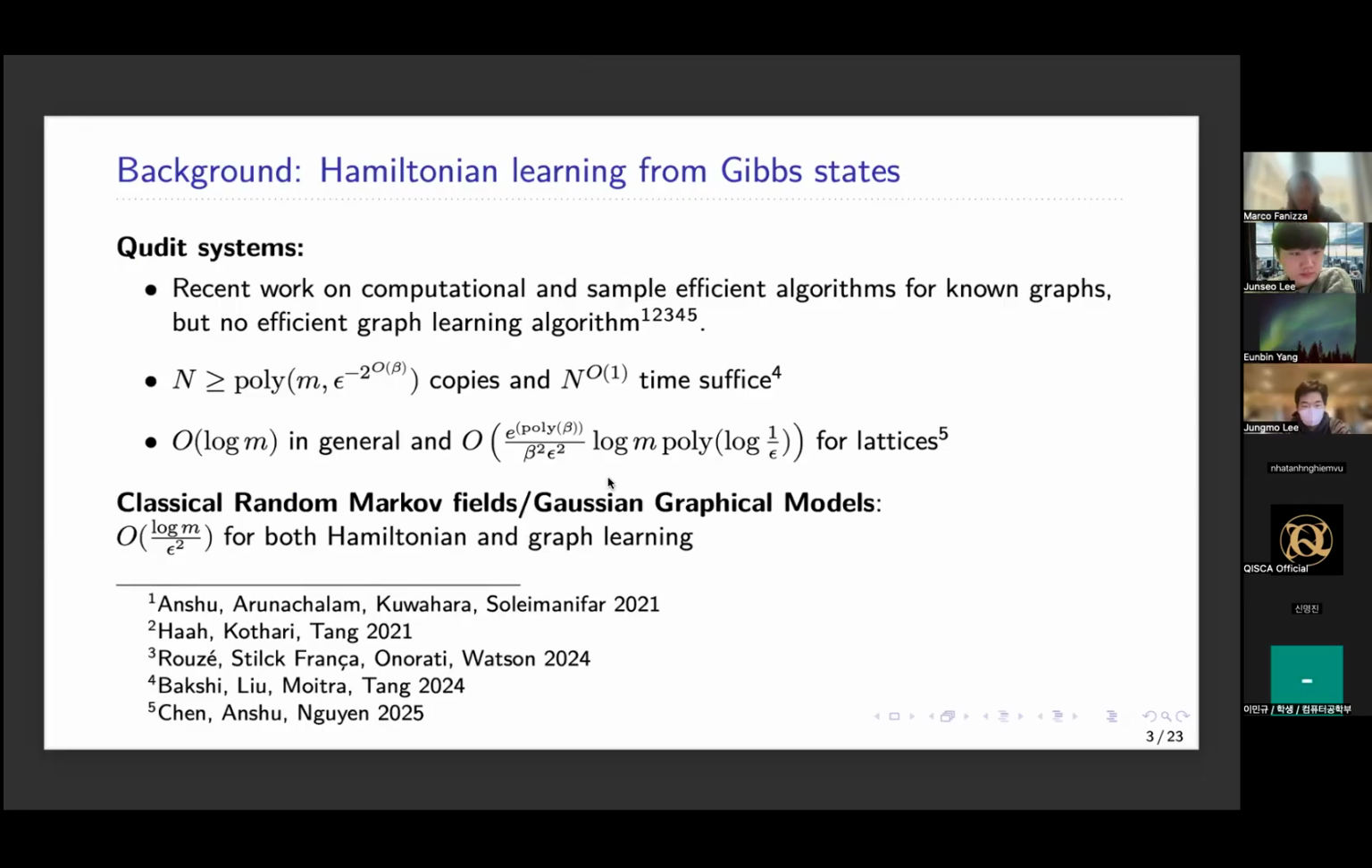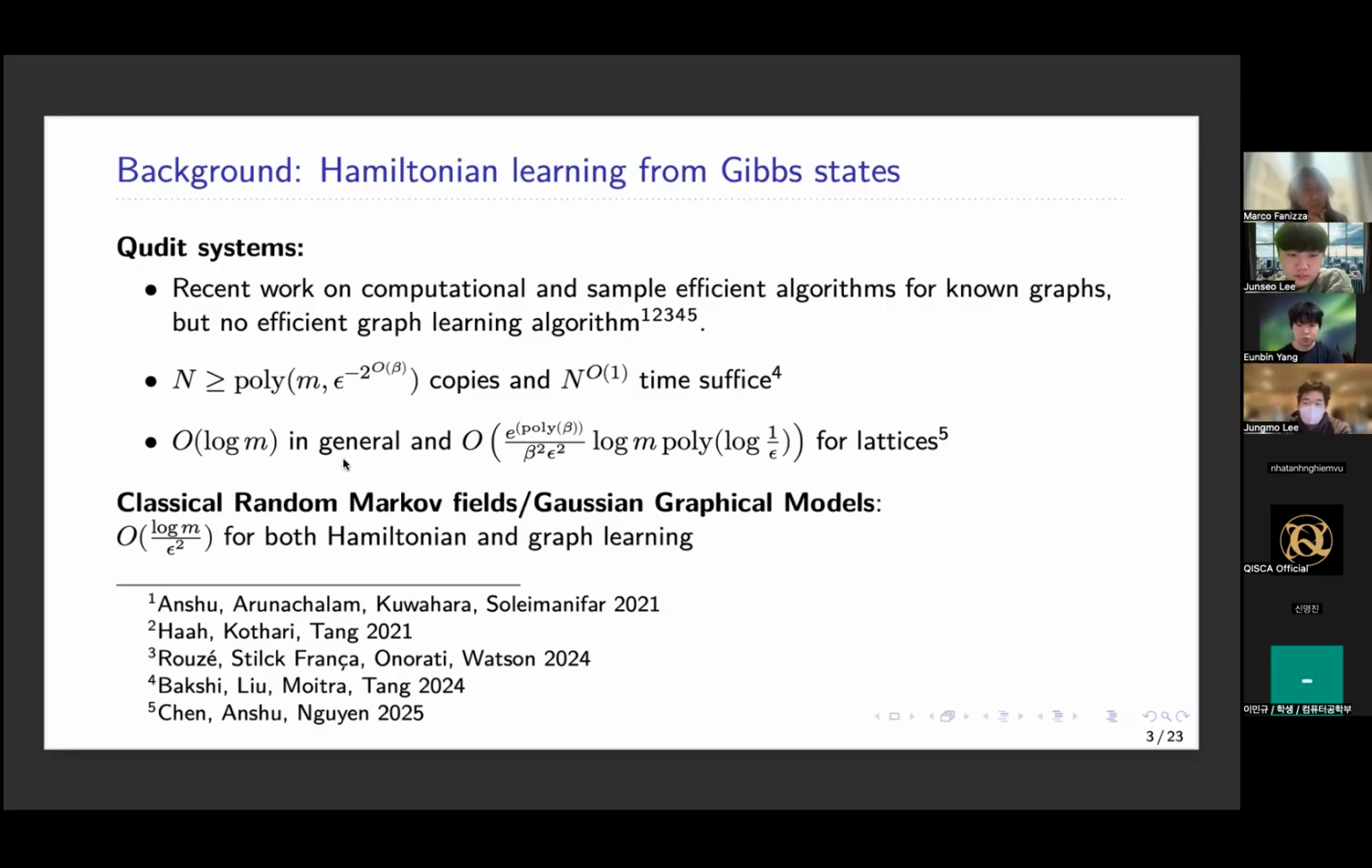Okay. So let me also talk about the previous work for learning in the Gibbs state model for the discrete variable case. This has been quite an important topic recently. There has been recent work on computational and sample efficient algorithms when the graph is known. But in general, there is still no efficient graph learning algorithm.